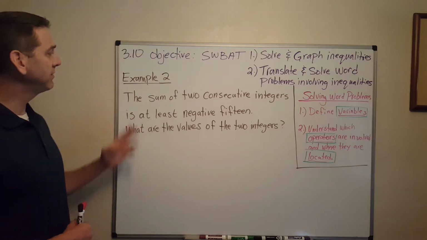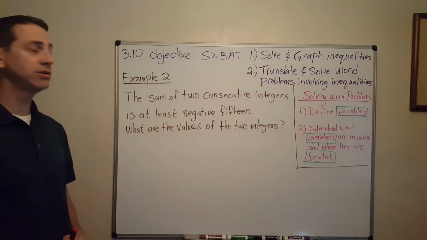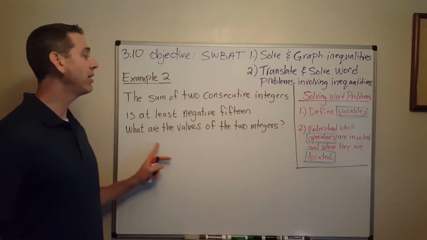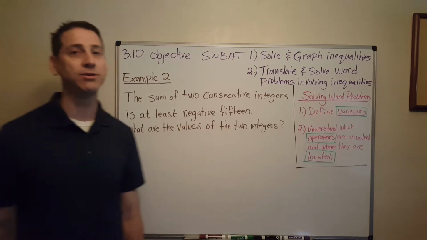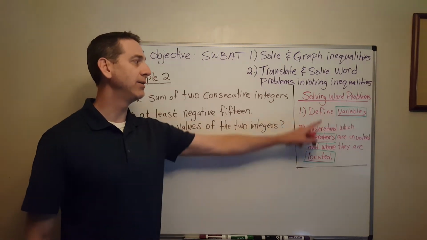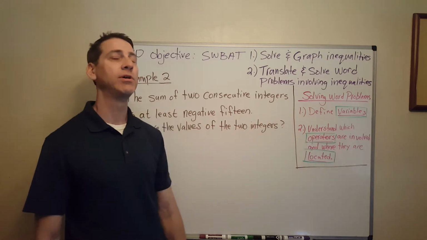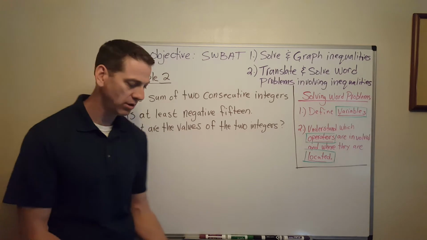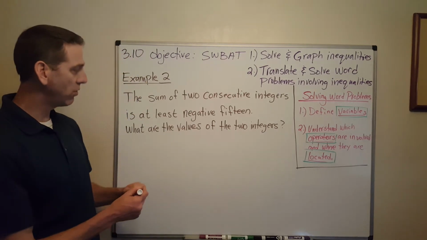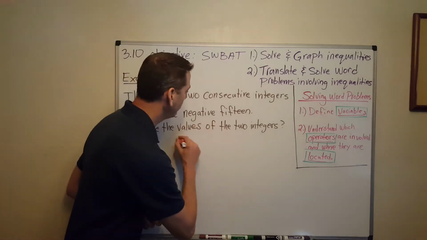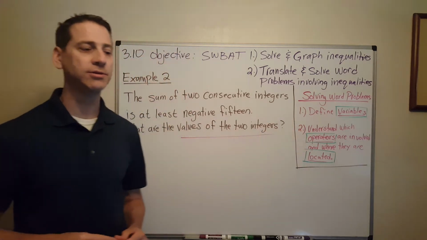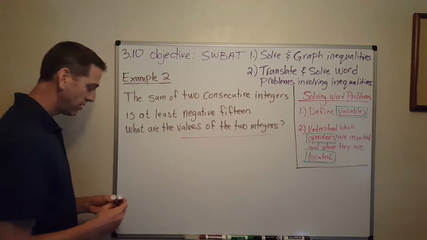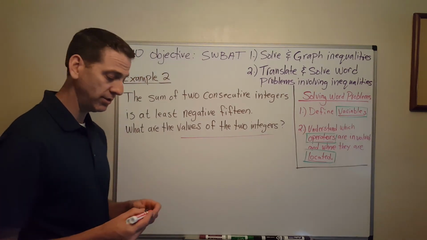This one says the sum of 2 consecutive integers is at least negative 15. What are the values of the 2 integers? Again, I have to define my variables. What is the problem about, or what are they asking for? They're asking for the value of 2 integers. So that tells me what my variable is.